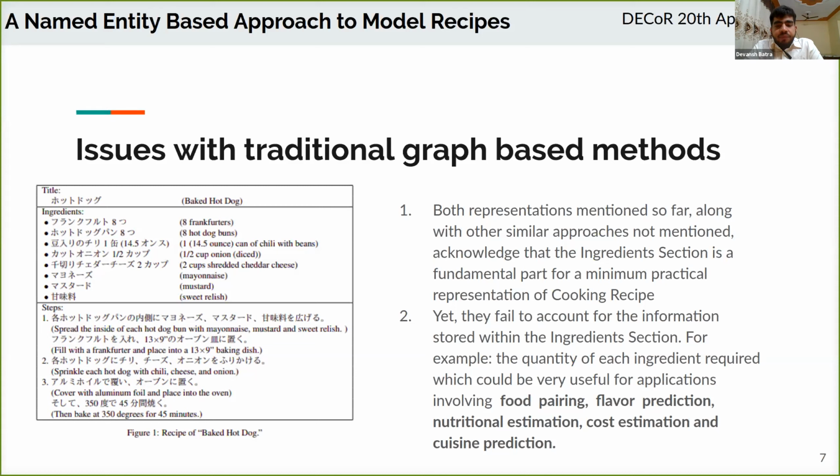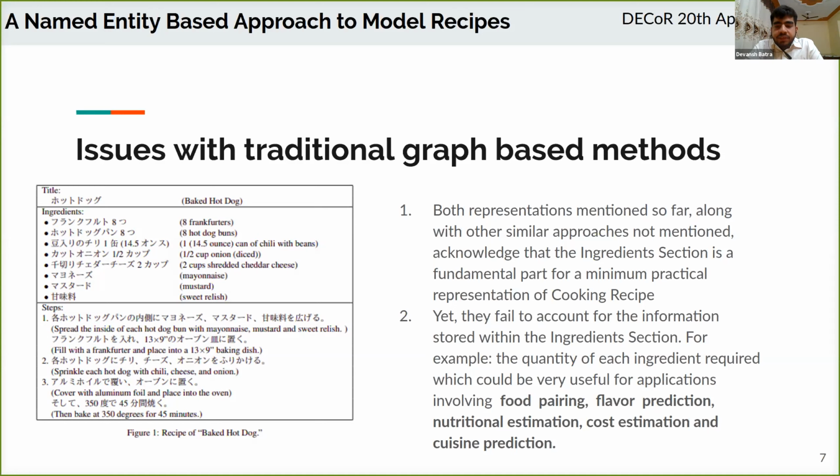And this can be fatal for applications which deal with quantitative information of ingredients. As you can see in the recipe on the left, there is no quantitative information referenced within the instruction section. The quantitative information, by which I mean how much of an ingredient is present, is only present in the ingredient section. You cannot tell how many hot dogs were actually cooked from the instruction section, or what would be their nutritional estimation, because much of it depends upon the quantity or the amount, or maybe the percentage of it, which cannot be derived from the instruction section.